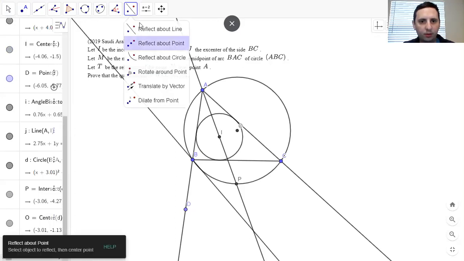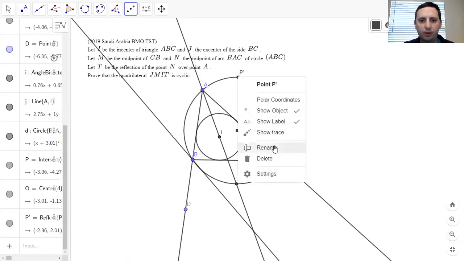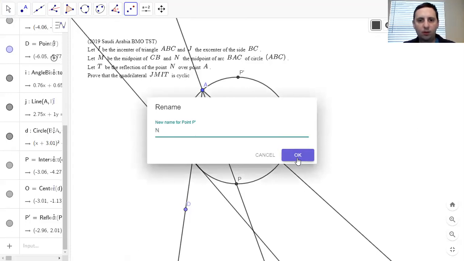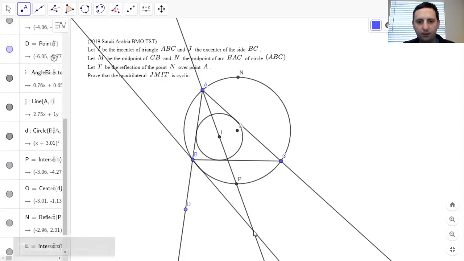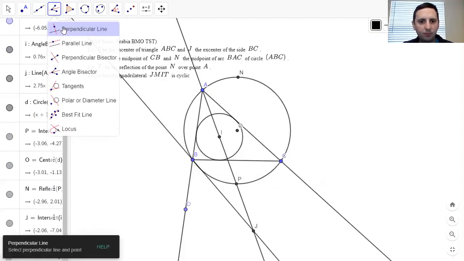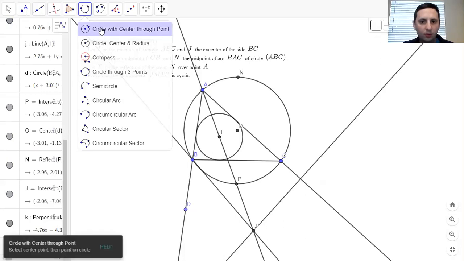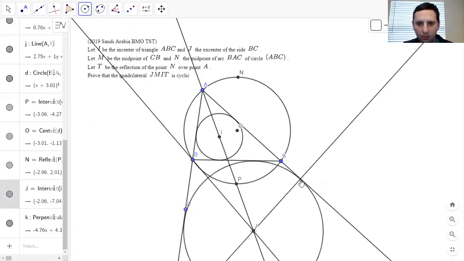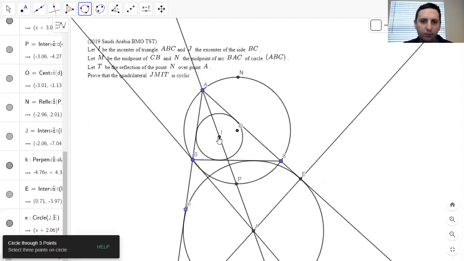Okay, so basically this right here is point N. It's the midpoint of arc BAC. Here's point J, the excenter. Let me draw the excircle. So BICJ is cyclic with center P. Might as well draw that too. That's true by the incenter-excenter lemma.